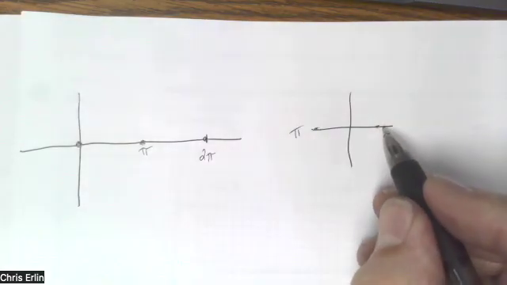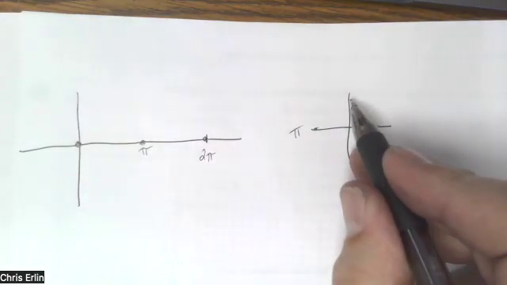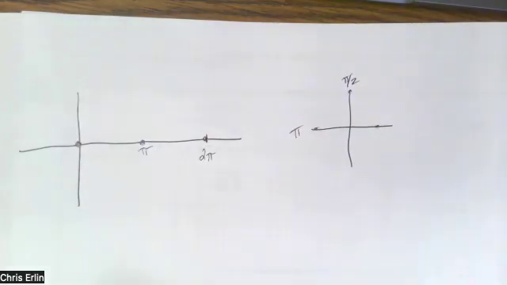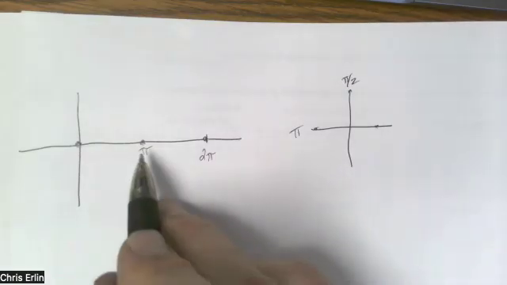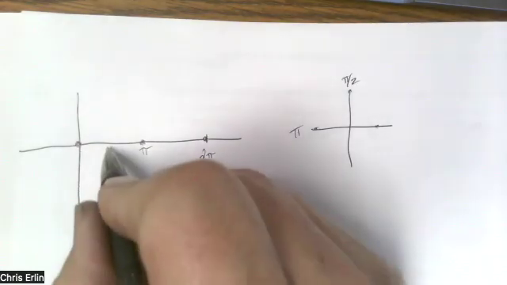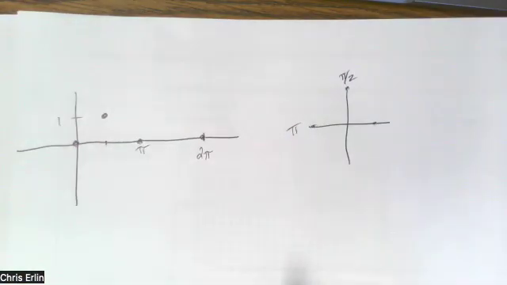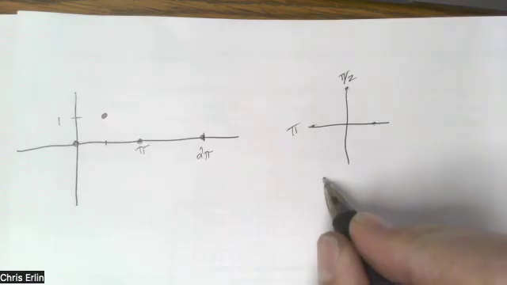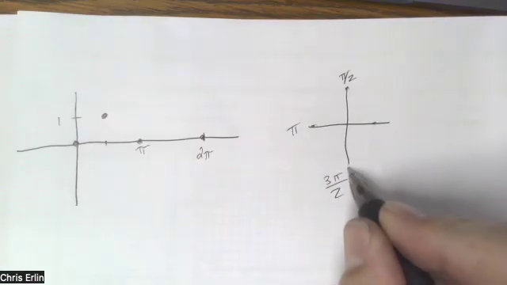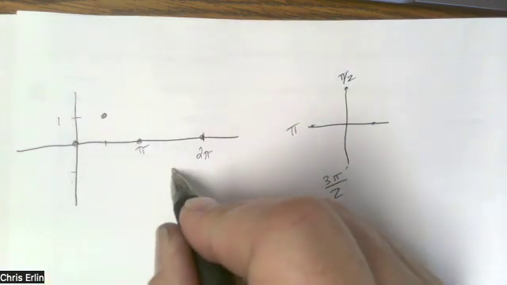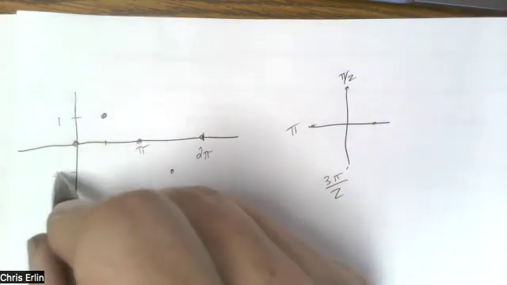As I work my way back from the beginning, 0, and I move up here to pi over 2, what's my y value there? 1. And that's the maximum value. Halfway between 0 and pi, it reaches a maximum value of 1. What about when I come down here to 3 pi over 2? Negative 1. So I reach my local minimum at negative 1.